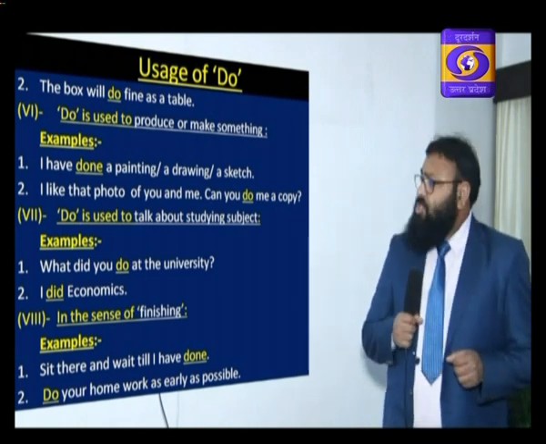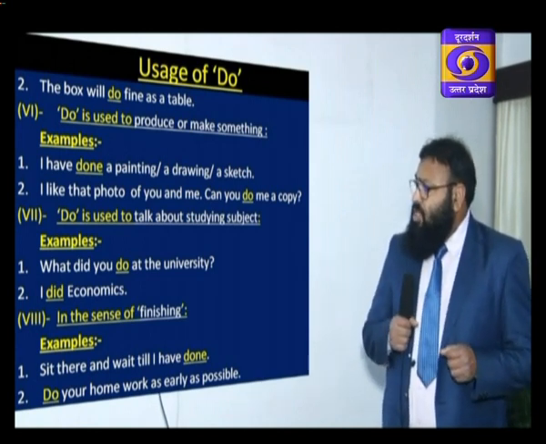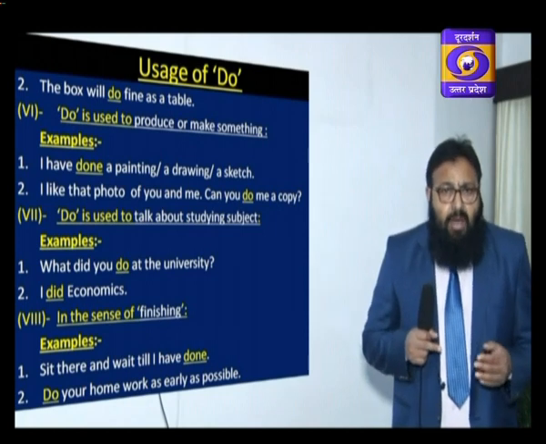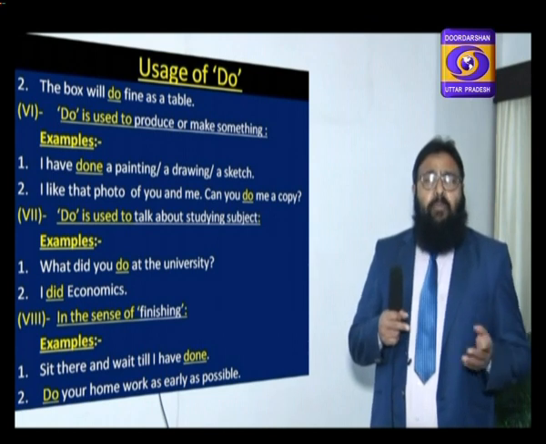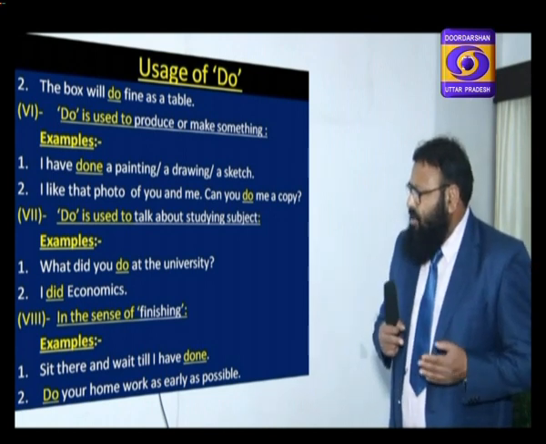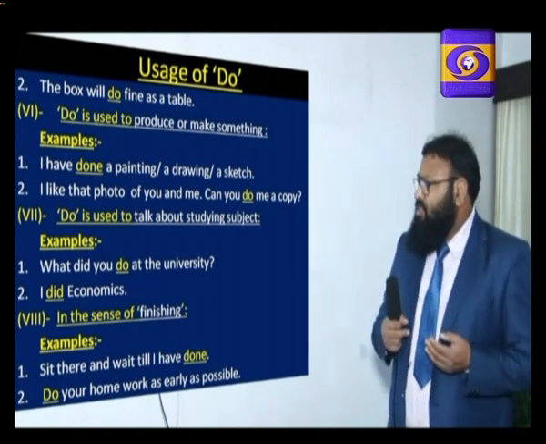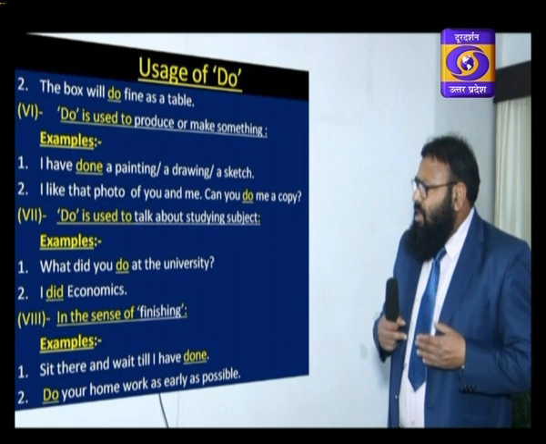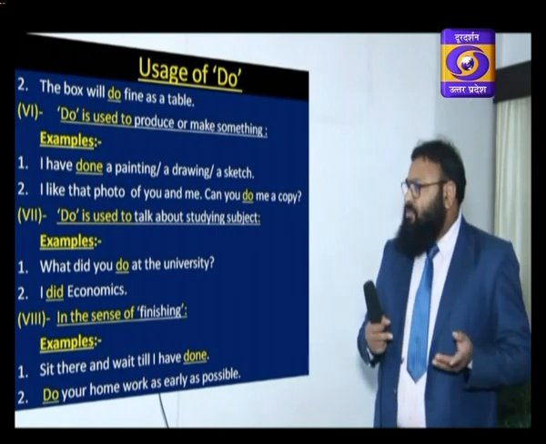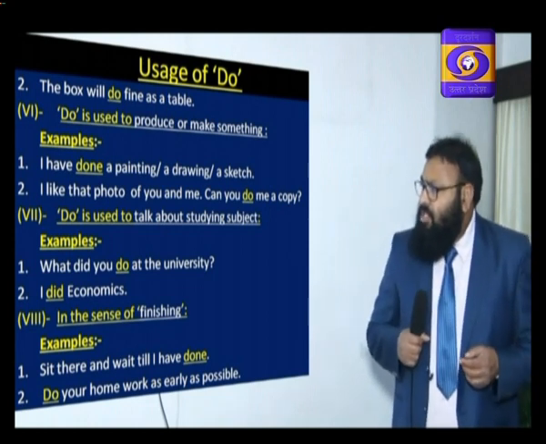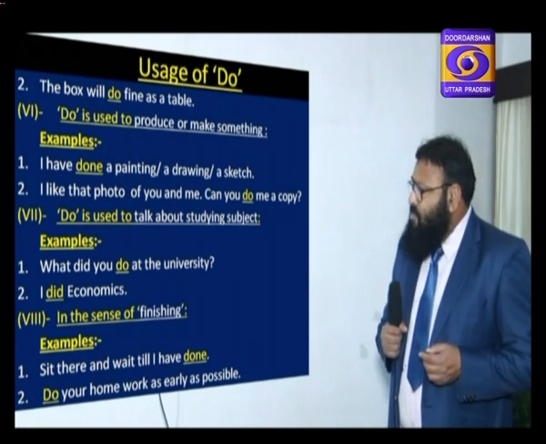Now the sixth usage of do as a main verb is that it is used to produce or make something. Examples are, I have done a painting, a drawing, or a sketch. So here in the sense of produce, in the sense of making something. I have made a painting, I have made a drawing, I have made a sketch. Instead of saying these things, we prefer saying I have done a painting.